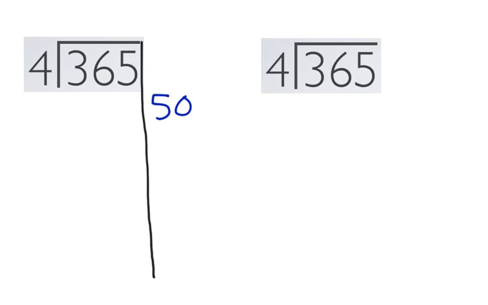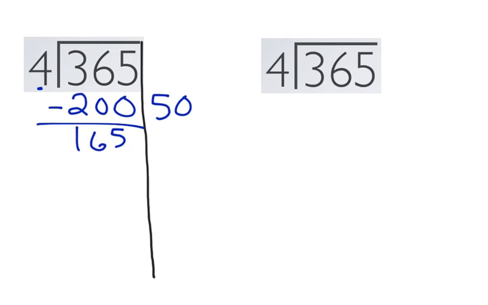Now here's where multiplication comes in. I'm going to multiply my divisor by the number that I first started with on the right. So 4 times 5 is 20. Tack on the 0, and I end up with 165. So out of the 365 items, I've given away 200 of them, leaving me with 165 items left.